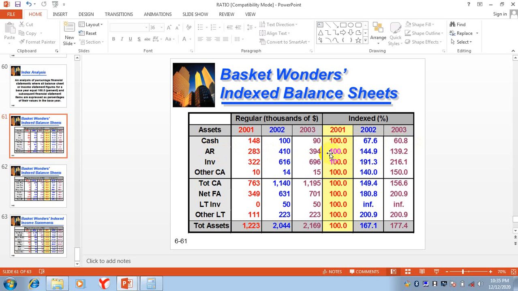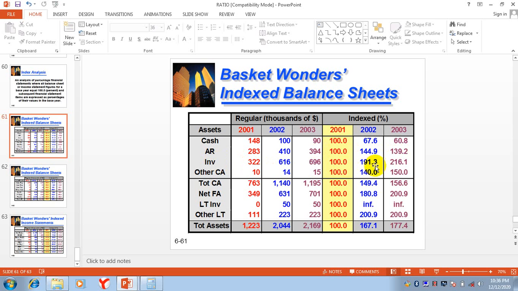Account receivable, from 100% it goes to 144, it goes to 139.2. So now it is showing that there is increase in account receivable. So increase in account receivable is because of increase in sales. When your sales will increase, your account receivable will also increase, because majority of companies nowadays are using credit sales to increase their sales revenue.